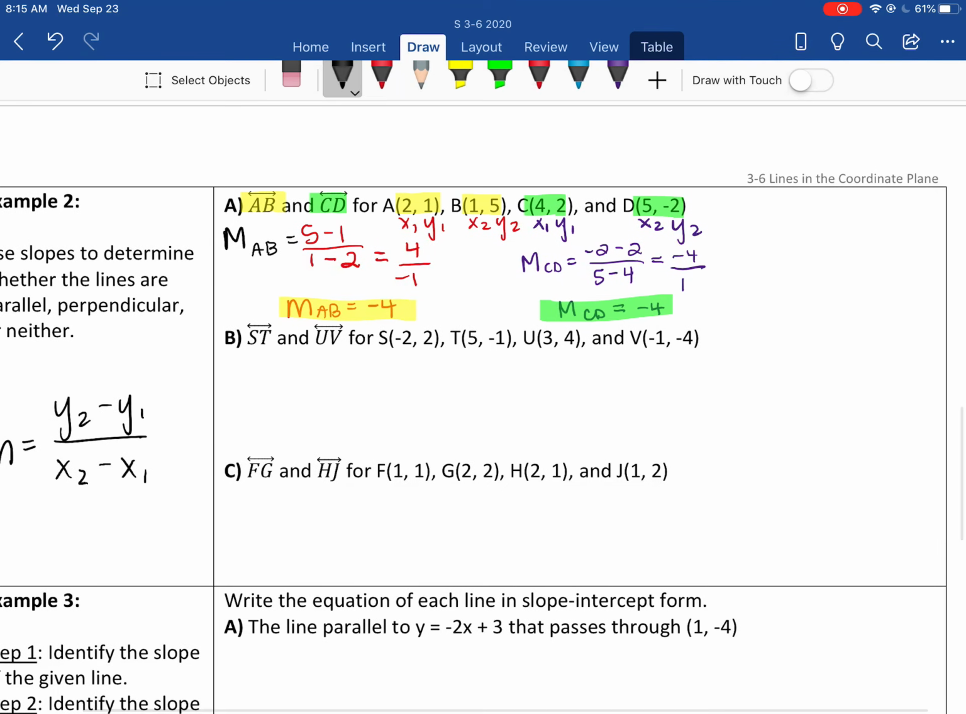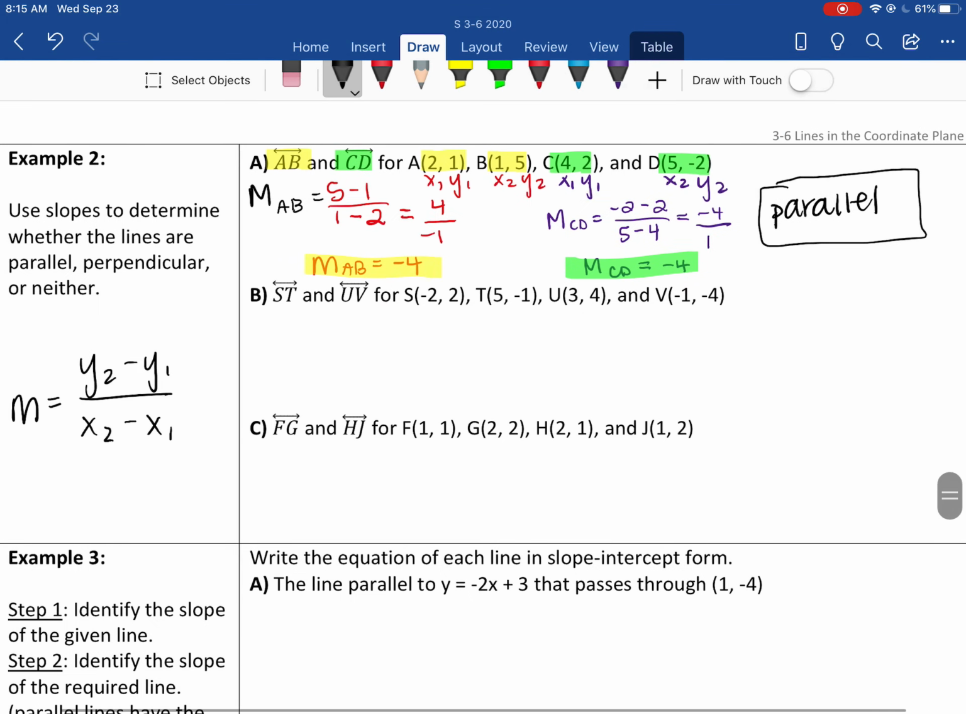So we compare the two, and you can see that -4 and -4 are the same, so that means these lines are parallel. All right, so again, if their slopes are the same, then the lines are parallel. All right, so let's do it again with ST and UV.